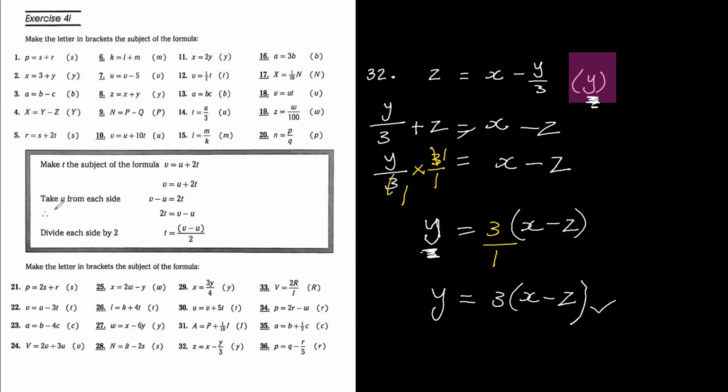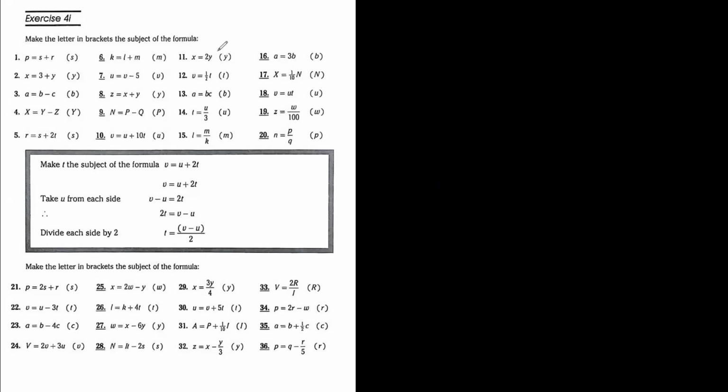All right, so let's move on. Number 33. V is equal to 2R over I. They want us to find for R. That is not wanted, that is actually I.